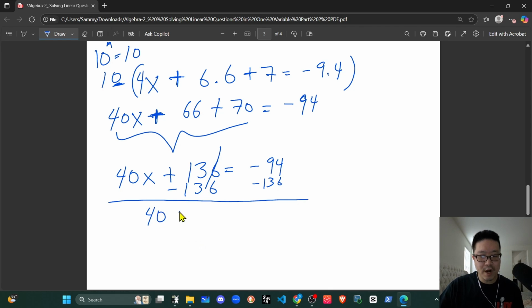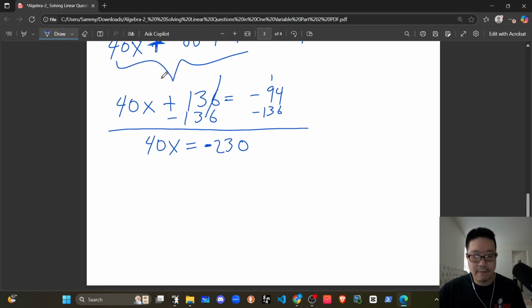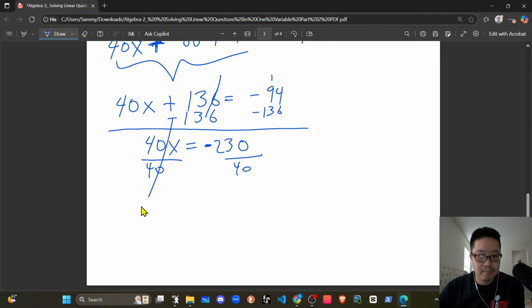And that'll give us 40x on the left side. And then since we have two negatives here, we can just add the two numbers. And when we do that, we get negative 230. Okay. And to fully isolate x, we would divide both sides by 40. And when we do that, we get x equals negative 230 over 40.